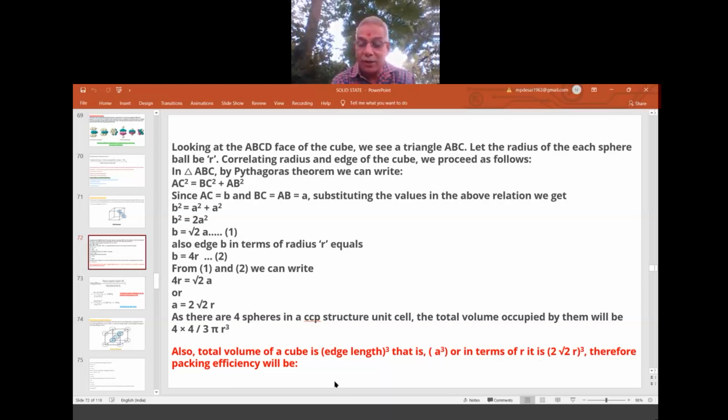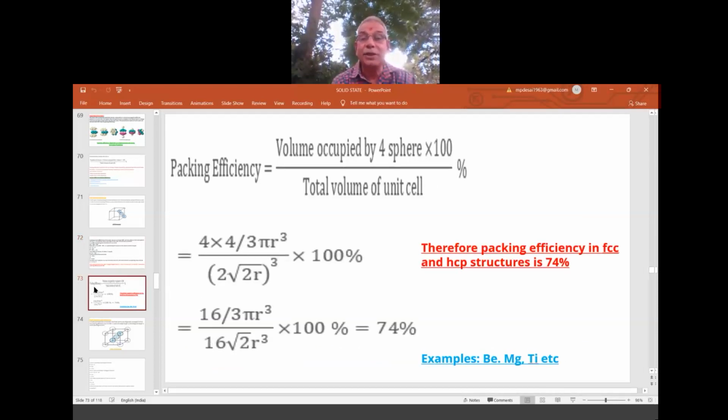So therefore packing efficiency will be, so this is the total volume it is having. Out of total volume, how much volume is taken by the spheres, it is 4 into 4 by 3 pi r cube. So packing efficiency equal to volume occupied by the 4 spheres, that is 4 into 4 by 3 pi r cube, by total volume, that is a cube, a equal to 2 root 2 r cube, into 100. That gives you 16 by 3 pi r cube by 16 root 2 r cube. After simplification, it is 74%.